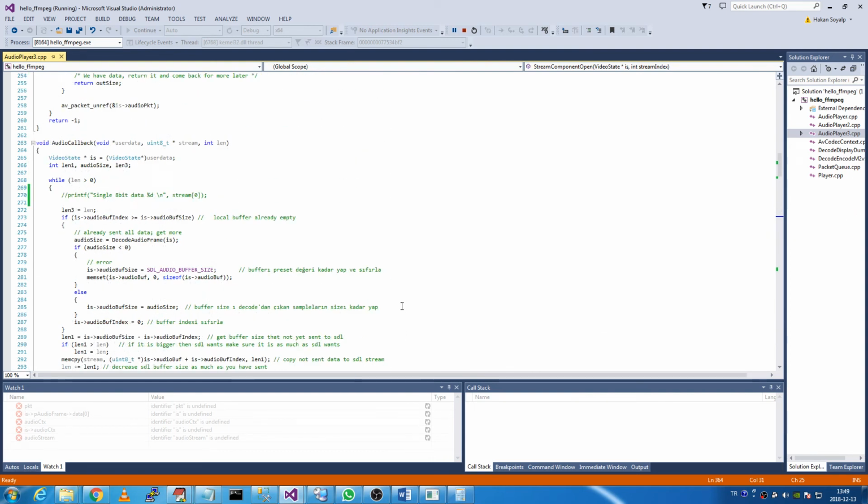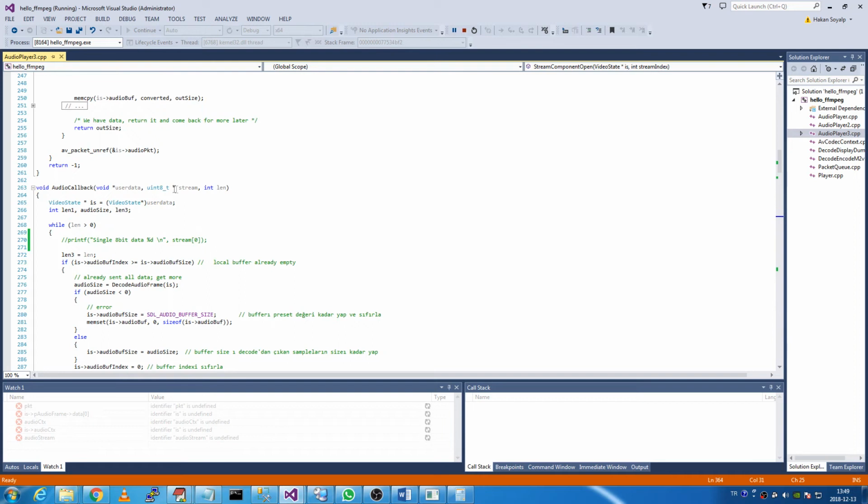Okay, let's talk about this. Why does SDL desire an unsigned int 8-bit variable in its callback? Okay, that's the unit number here. This doesn't mean that your sample format should be 8-bit. When you have chosen a 32-bit sample format, SDL sums up 4 of these to get one sample of data.